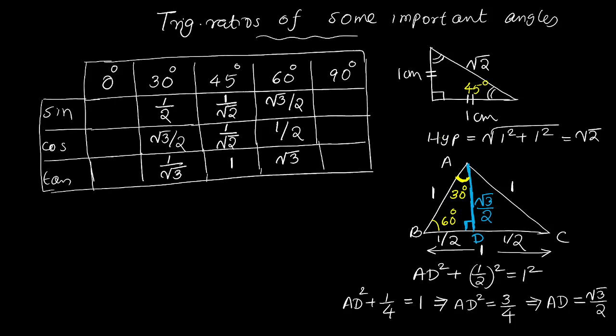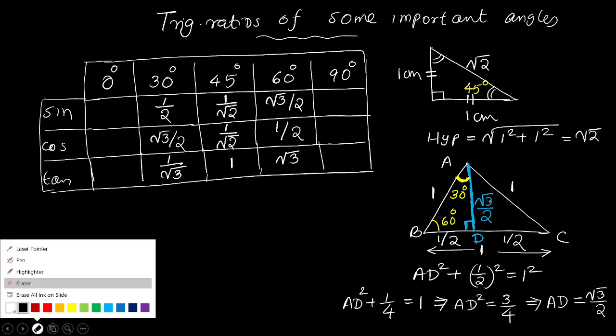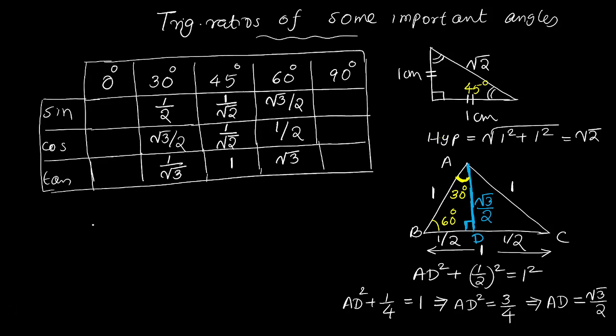Memorize it. Now 0 degree and 90 degrees remaining. For 0 degree, will you be able to draw a right angle triangle with one of the angles 0 degree? It is impossible. But we can do an approximation, like this.